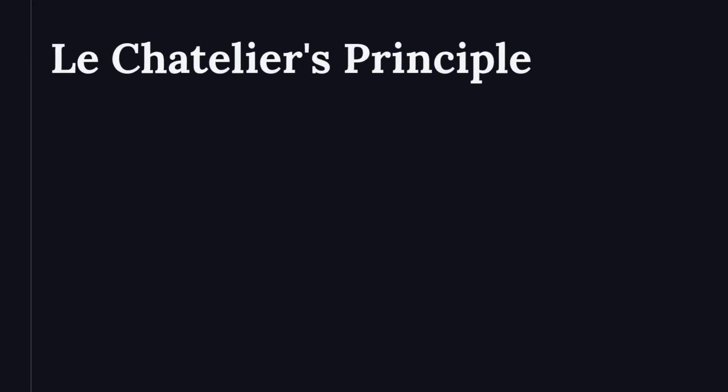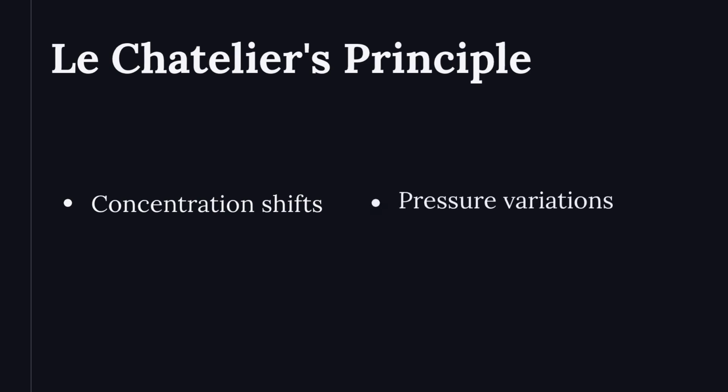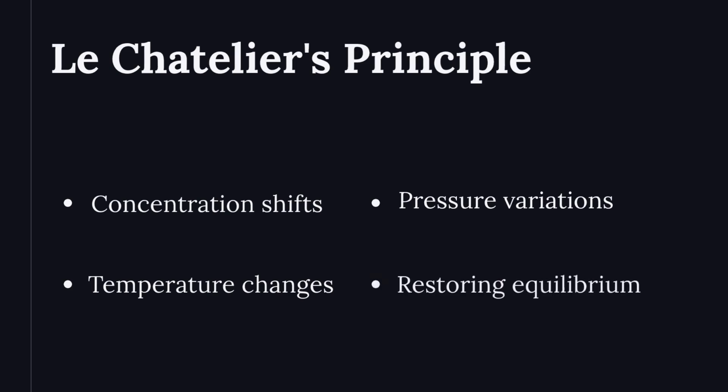Le Chatelier's principle predicts equilibrium system responses to changes. It applies to concentration, pressure, and temperature variations. The system adjusts to counteract changes and restore balance. Understanding this principle aids in optimizing chemical reactions. It's a cornerstone of physical chemistry.